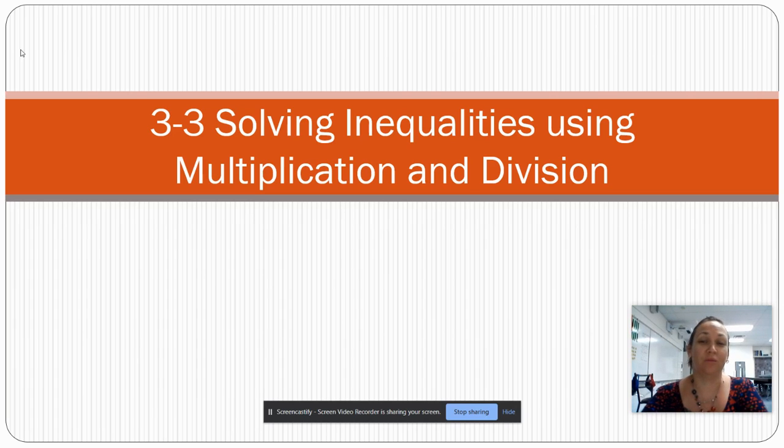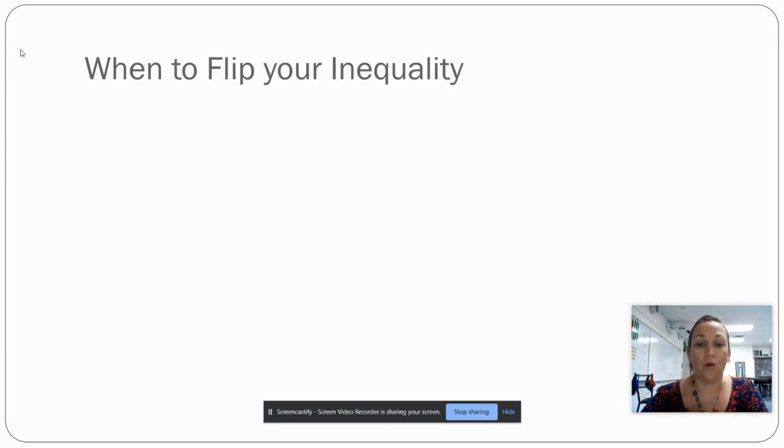Before we solve our multiplication and division problems, I need to talk to you one more time about some special new things that happen when we are solving an inequality versus solving an equation. So yesterday we talked about one new thing about solving an inequality, and it was something that happened kind of at the end of the problem. And it was that when you were done with the problem, you might have to flip your inequality around.